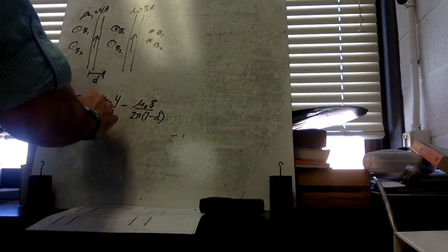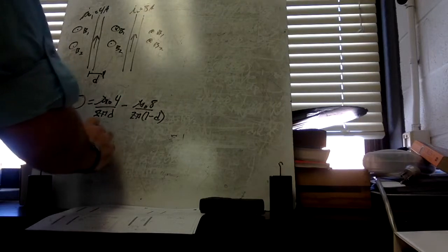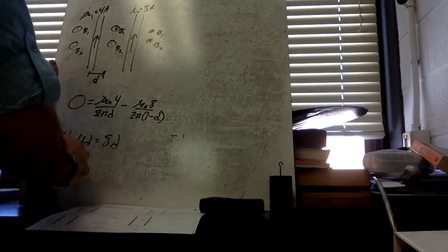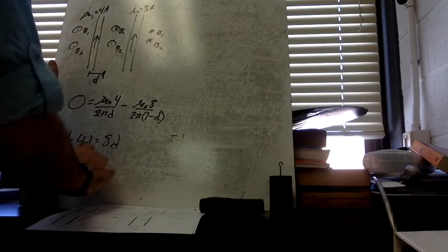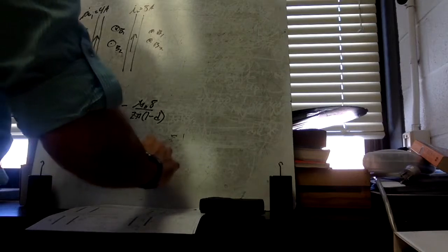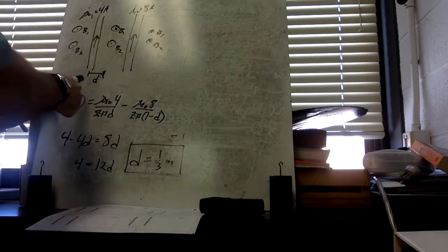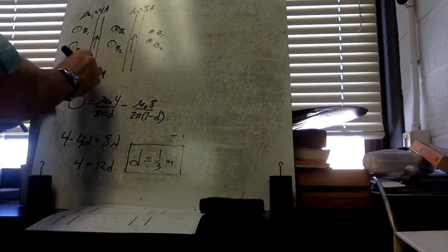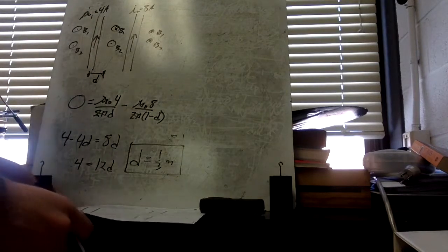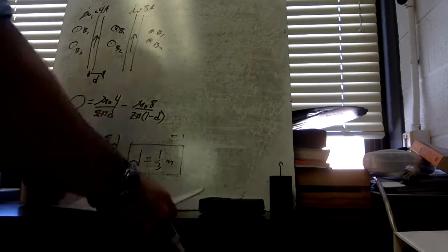And so I do some canceling out, some simplifying, I end up with 4 minus 4d equals 8d. So it ends up being 4 equals 12d, and d is equal to 1/3 of a meter. So this means that I'm a distance 1/3 from this current carrying wire. That's where the net magnetic field is 0.